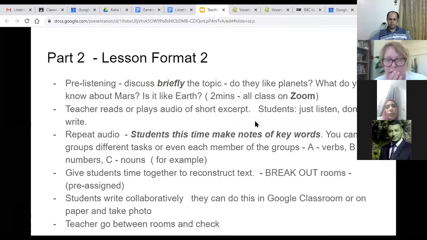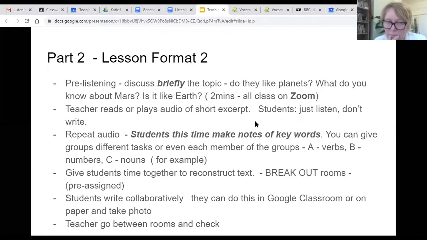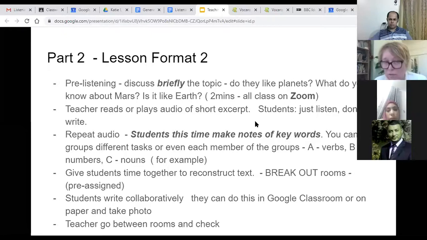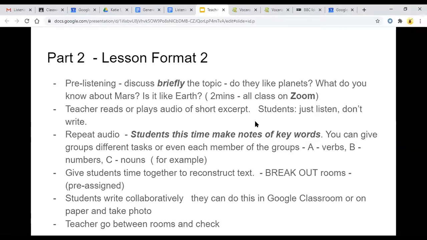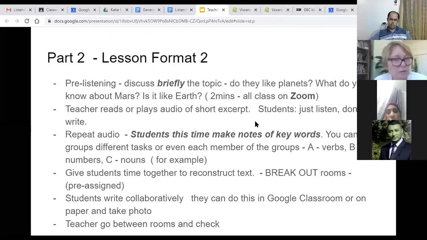All right, so the teacher reads or plays the short audio excerpt. Students just listen the first time, they don't write. Then we repeat the audio, and this time the students make notes of the key words. So you've given them the Vocaroo, then you can give the groups different tasks, or even each member of the group. You could say, for example, breakout room A, just write down the verbs. Breakout room B, write down some feature, maybe numbers, maybe geographical features, like in that piece of text. And then C, you could give nouns, or a different job to do.